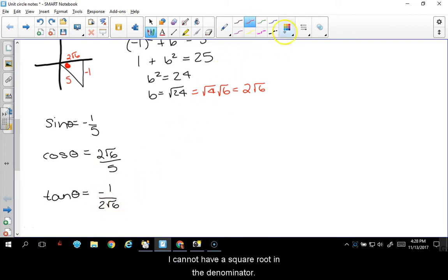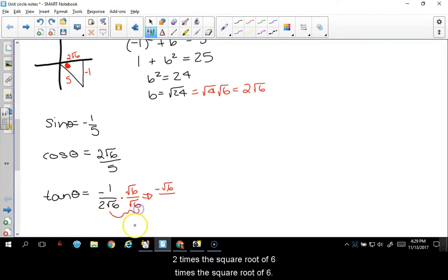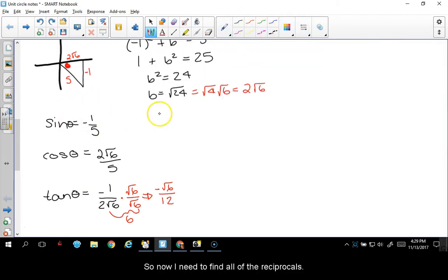I cannot have a square root in the denominator, so I need to multiply by square root 6 to both top and bottom. And that here is going to get me negative square root 6 over 2 times the square root of 6 times the square root of 6. This right here equals 6, so I have 2 times 6, so that's 12. So now I have negative square root 6 over 12. That is the tangent. Okay, so now I need to find all of their reciprocals.